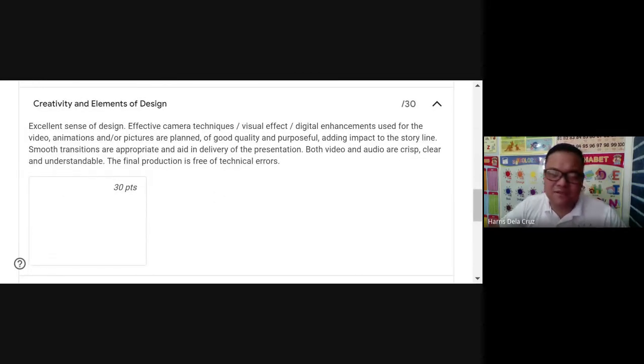Creativity and elements of design. So, dito naman papasok yung creativity ng group. Yan. So, excellent sense of design, effective camera technique or visual effect or digital enhancement used for the video or animations and or pictures are planned of good quality and purposeful, adding impact to the storyline. So, lahat ng elements ng video, tinitingnan natin. Yung musical score, yung background, yung video, yung animations. Ayan. So, dun papasok yung creativity niyo sa paggawa ng presentation.